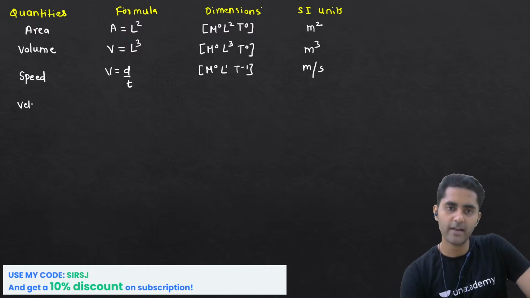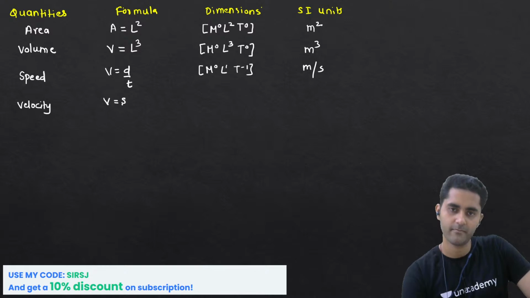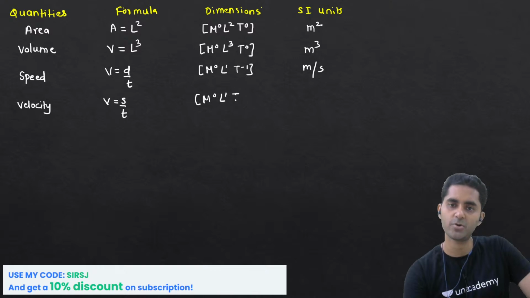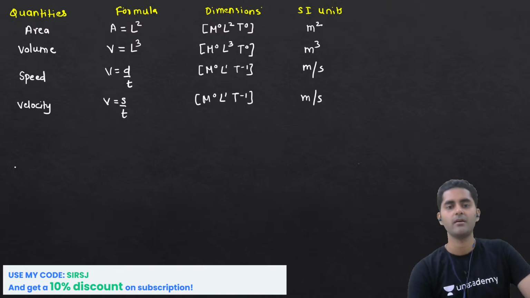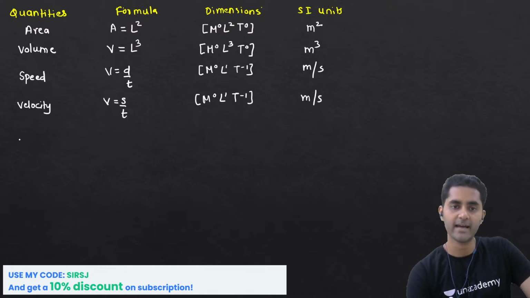Then velocity, we will have the same thing. Velocity is displacement upon time. Displacement is a kind of length only, so you will have the same dimensions as M0 L1 T minus 1 and the same unit, meter per second. Okay. Then what else? Then we can have acceleration.